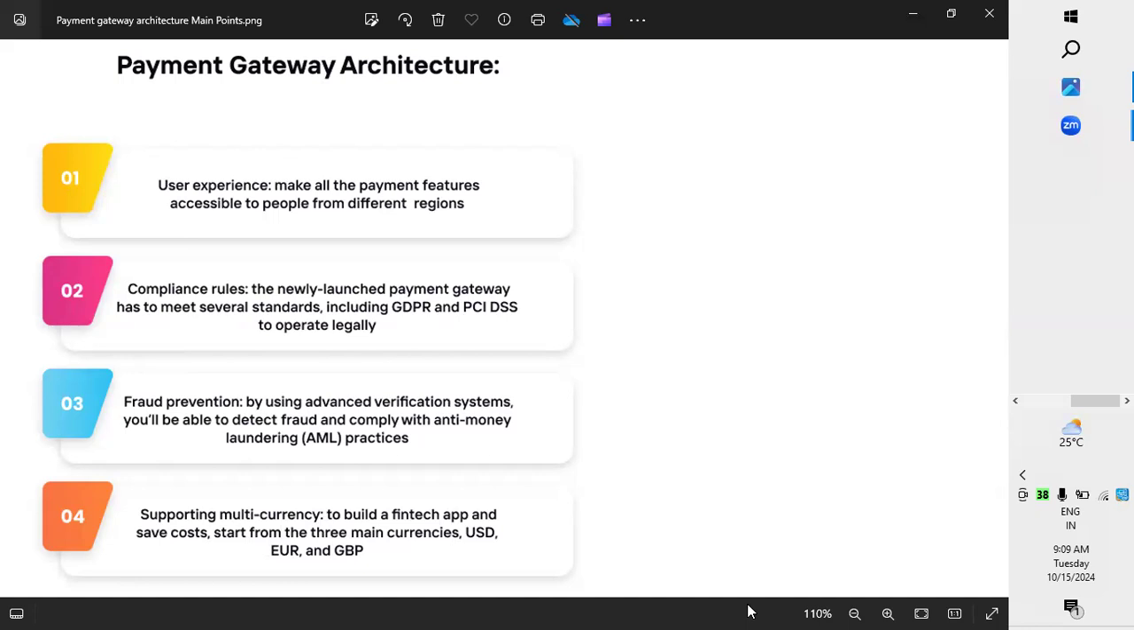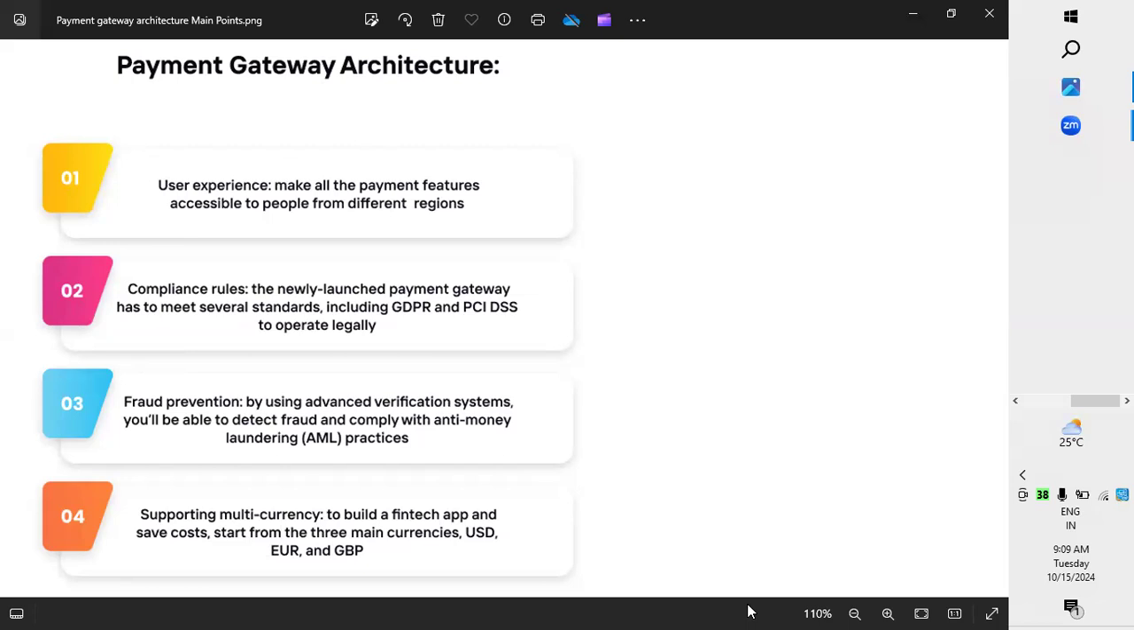Cross-border payments are something we normally need to provide. End users are located in different countries and different regions. So providing user experience when we are developing a payment solution for any customer is one criterion we need to see. At the same time, whatever features we develop should have accessibility.